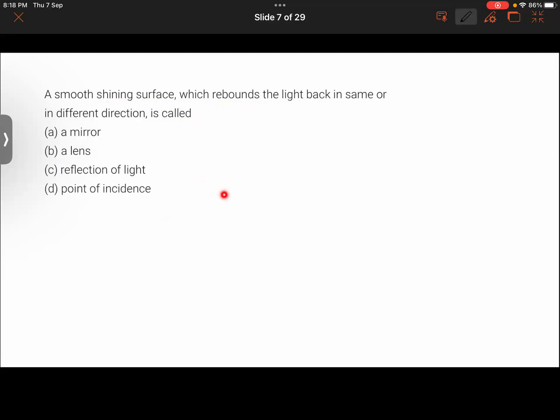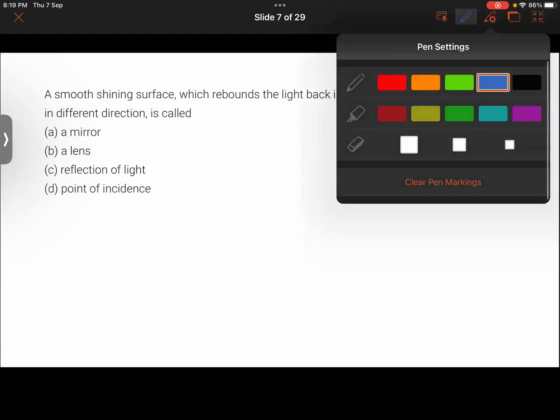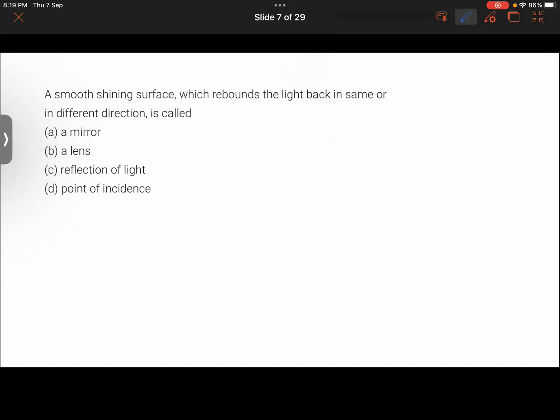Reflection of light. Is that the answer? Smooth shine. No, no, it's the mirror, sir. Yes, we are talking about the surface now, not the phenomena.